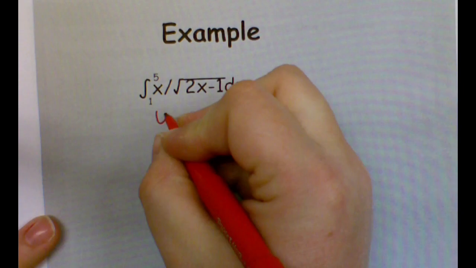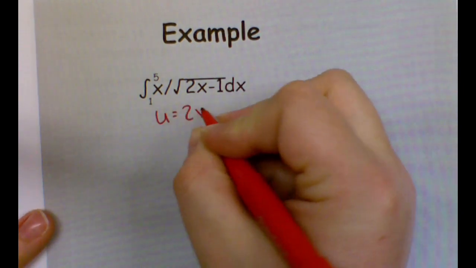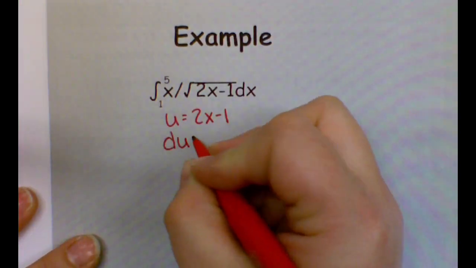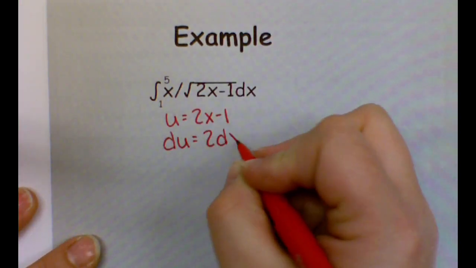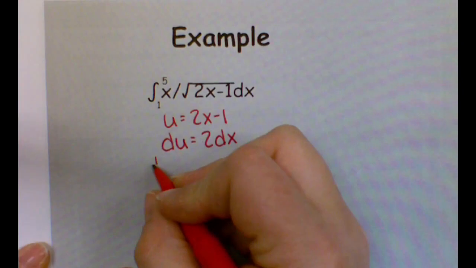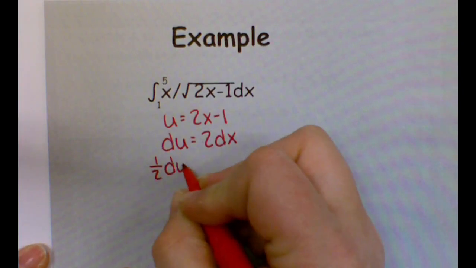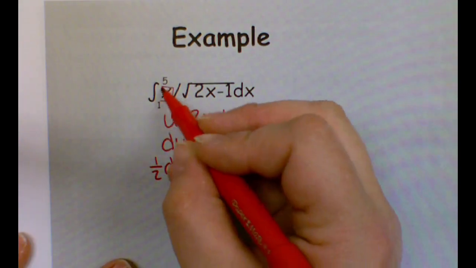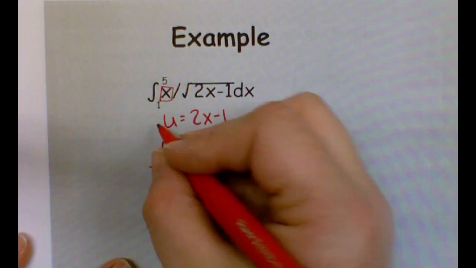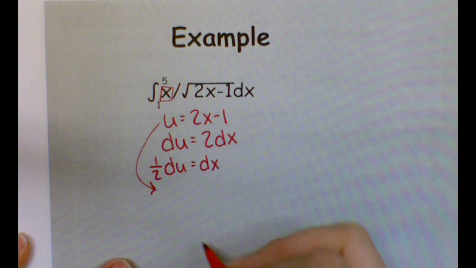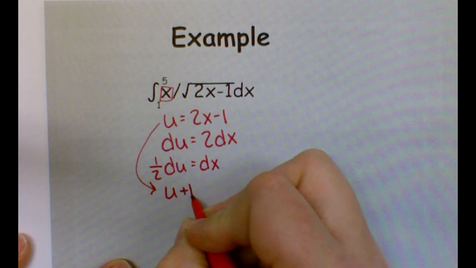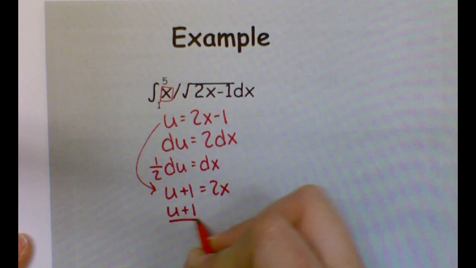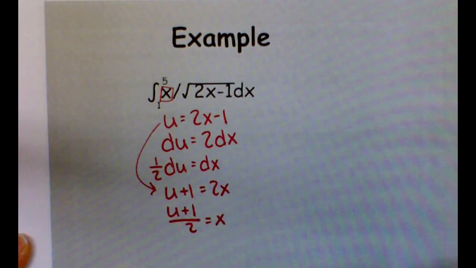In this case, I would say u should be 2x minus 1. Then du would be 2 dx. I don't see a 2 anywhere though, so I have a 1/2 du equals dx. I also noticed that I have this extra x hanging out, which means, like we did before, we're going to have to solve for x. I have u plus 1 equals 2x, which means u plus 1 divided by 2 is x.